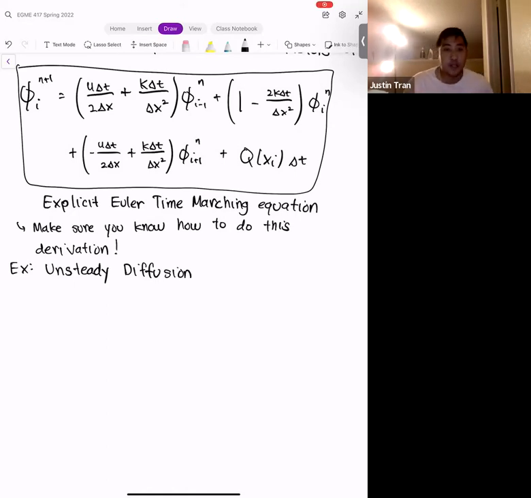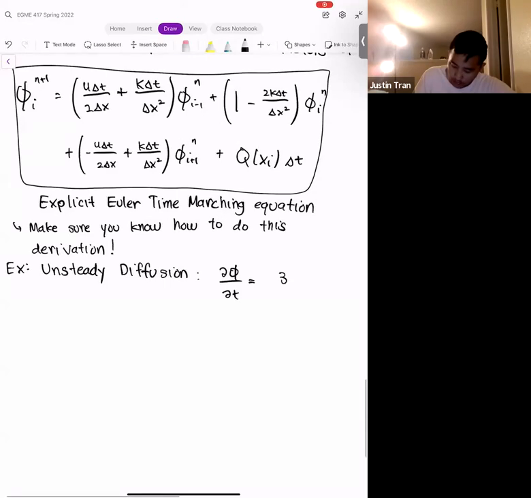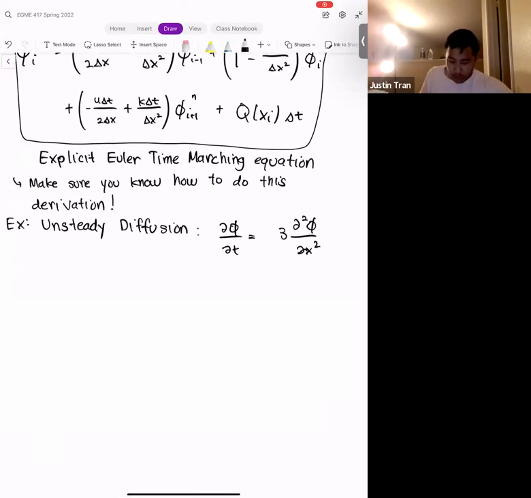And so for this unsteady diffusion equation, let's scroll up a bit. Then we have simply partial phi partial t is equal to 3 partial squared phi partial x squared. And so from this equation, we have no convection, and so we just have diffusion, right?